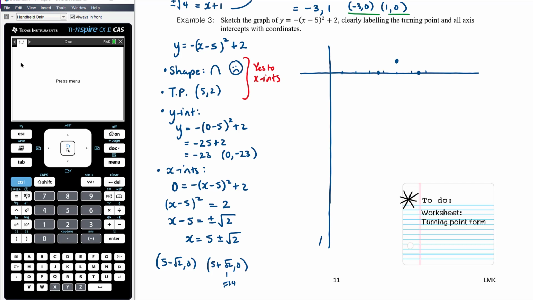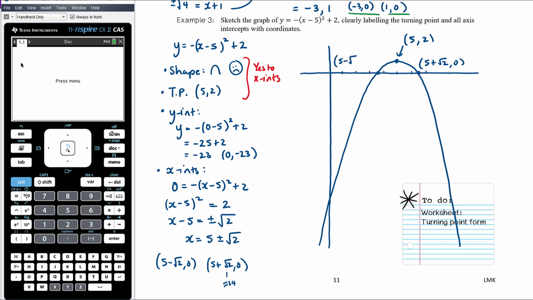Alright, so let's draw in our parabola, and then try and get things symmetric over here. Okay, something like that. That is the point 5 plus root 2, 0. That is the point 5, 2. That is the point 5 minus root 2, 0. And this is the point 0, negative 23. And there is the graph of my parabola.